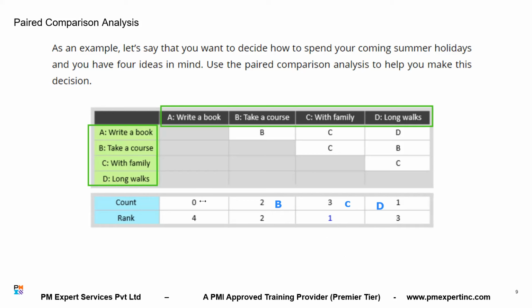Now, after this prioritization exercise, what will be the order of your product backlog? Who will be at the top? C, with family. That will be at the top. Who will be at the next level? Take a course.